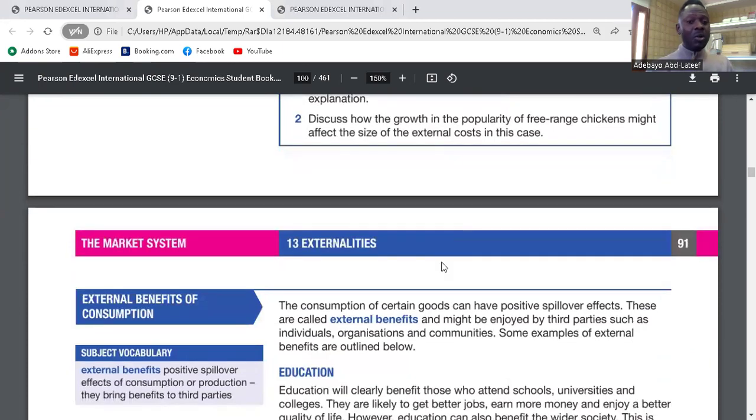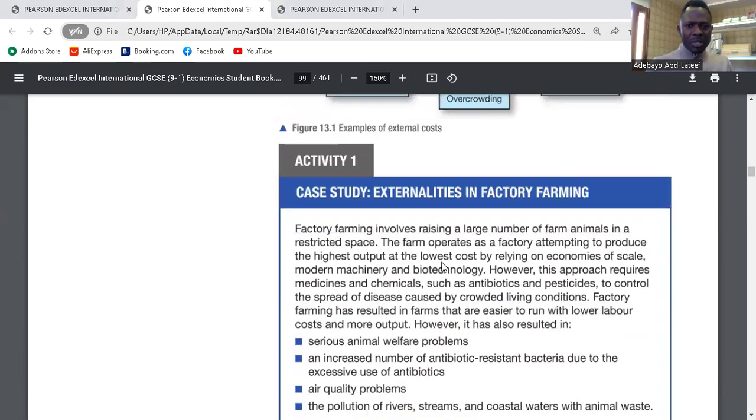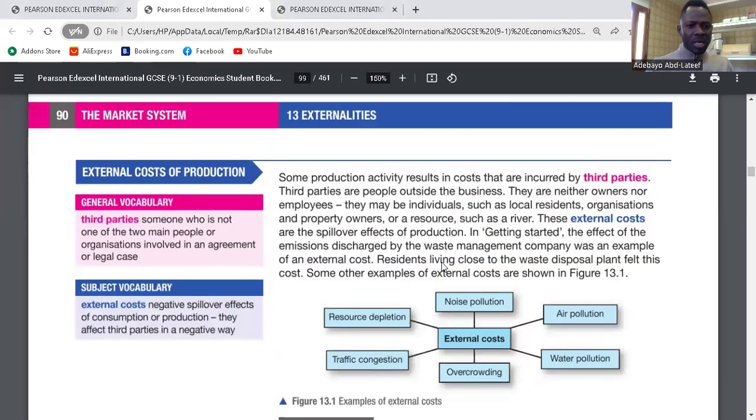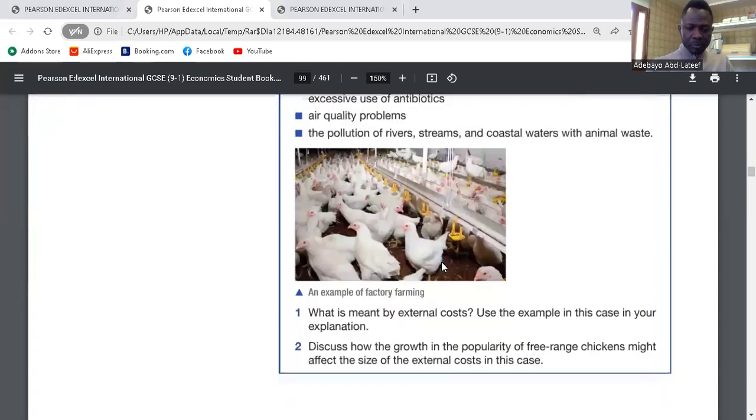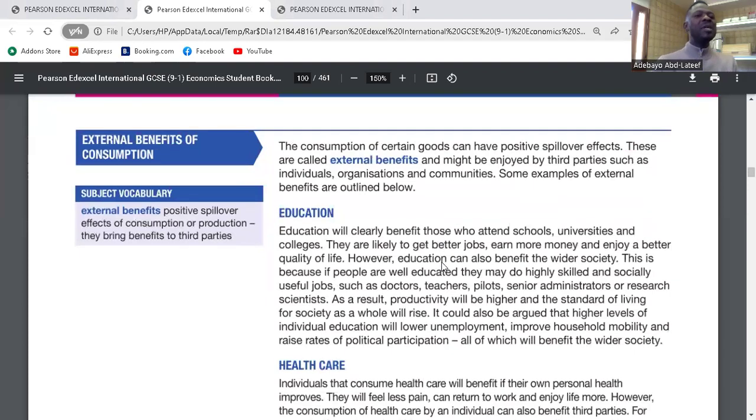So that is external cost of production. Now we go to external benefit of consumption. Do I have anything to say before I go down? External cost of production is clear, right? Okay. Now, external benefit of consumption.